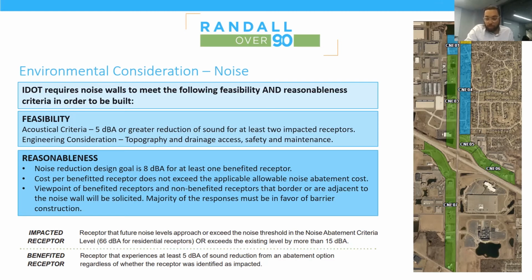Next one is, does the cost per benefited receptor exceed the applicable allowable noise abatement cost? So how many benefited receptors is that barrier benefiting per the size of the barrier? And then finally, it comes down to the viewpoints of the benefited receptors. So there's a vote that goes out to those that are benefited receptors on whether they do or do not want that barrier. So if both those feasibility guidelines are followed and those 3 reasonable guidelines are followed, then the noise study concludes with you have a feasible and reasonable barrier.